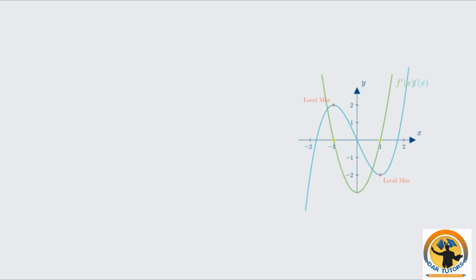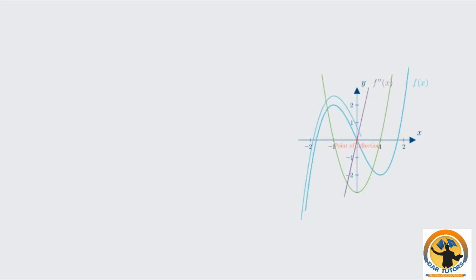Finally, let's sketch the graph of the second derivative. f double prime of x equals 6x. This is a straight line passing through the origin with a slope of 6. Let's verify this with the properties of f of x. The second derivative is 0 at x equals 0.